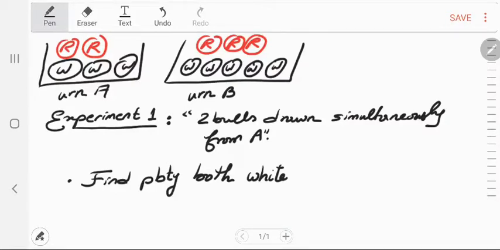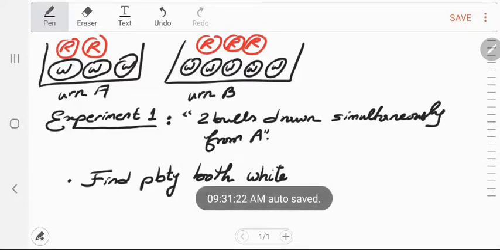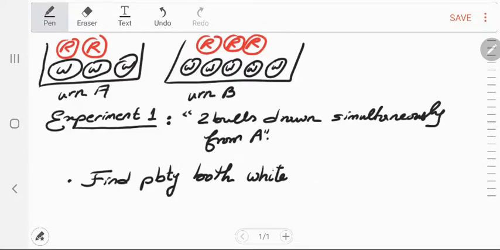In exercise 2, consider two urns, A and B. In urn A, we have 2 red balls and 3 white balls. In urn B, we have 3 red balls and 5 white balls. In the first experiment, experiment 1, 2 balls are drawn simultaneously from A. Find the probability that both are white.